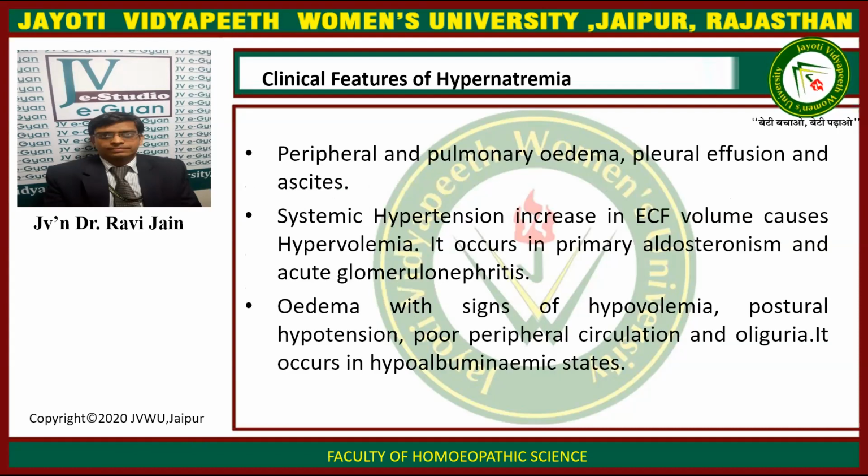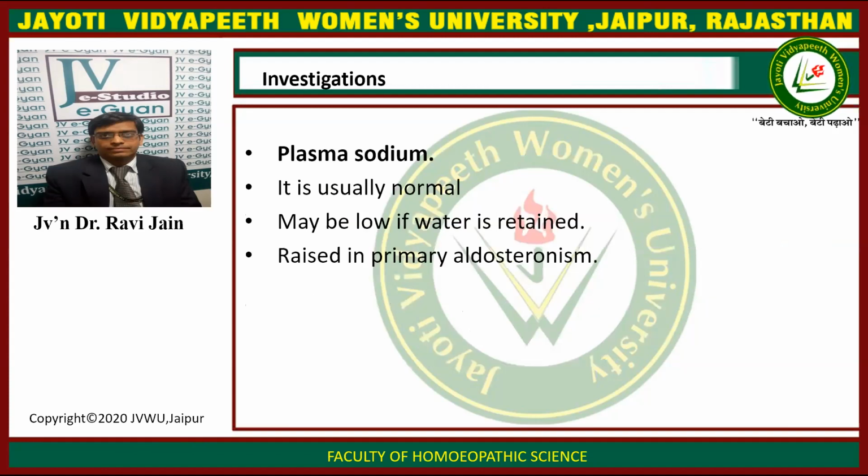Clinical features of hypernatremia consist of peripheral and pulmonary edema, pleural effusion, and ascites. Systemic hypertension with increased ECF volume causes hypervolemia. It occurs in primary aldosteronism and acute glomerulonephritis. Edema with signs of hypovolemia, postural hypotension, poor peripheral circulation, and anemia occurs in hypoalbuminemic states. Investigation consists of plasma sodium level, which is usually normal, may be low if water is retained, and raised in primary aldosteronism.